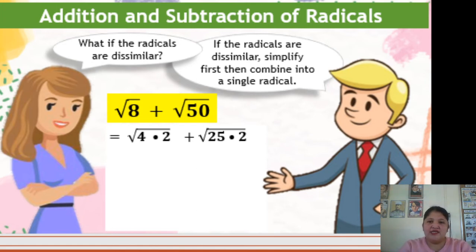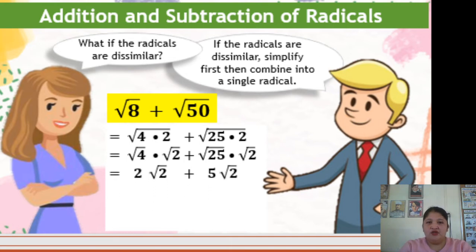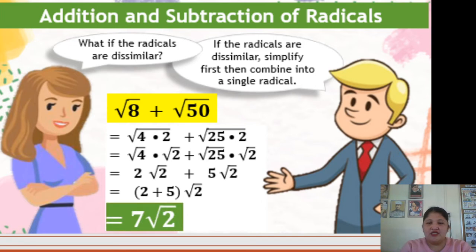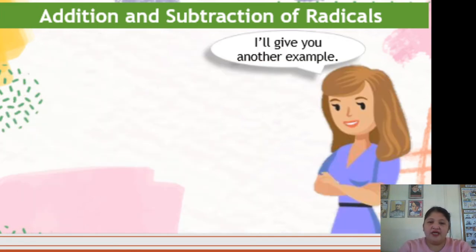Then the next step is square root of 4 times square root of 2 plus square root of 25 times square root of 2. We can simplify them, so we have 2 square root of 2 plus 5 square root of 2. Now for our answer, we have 2 plus 5 square root of 2, and the final answer is 7 square root of 2. I'll give you another example.